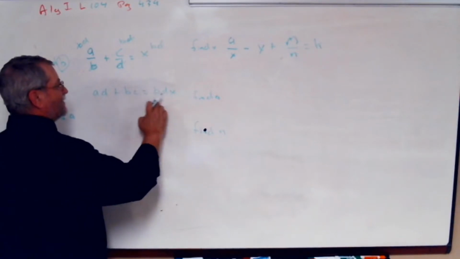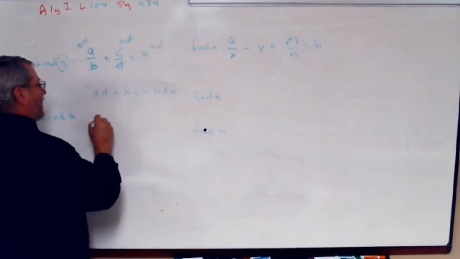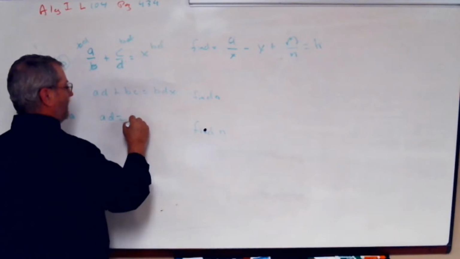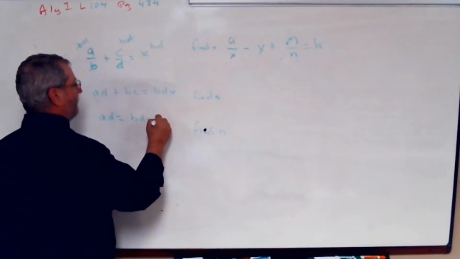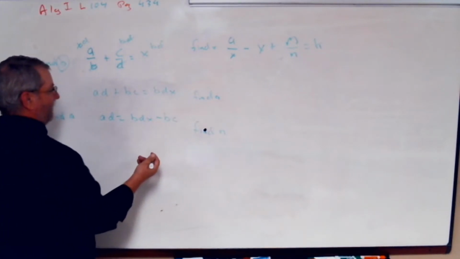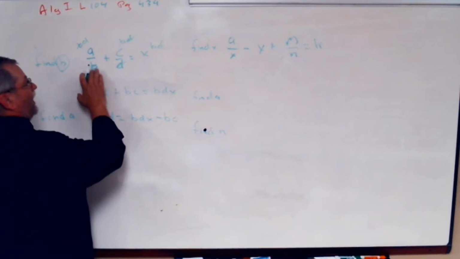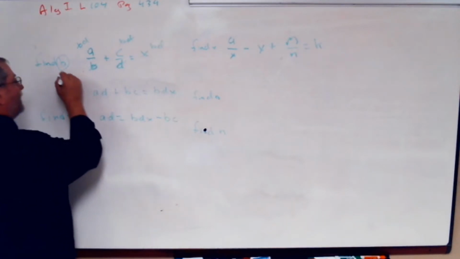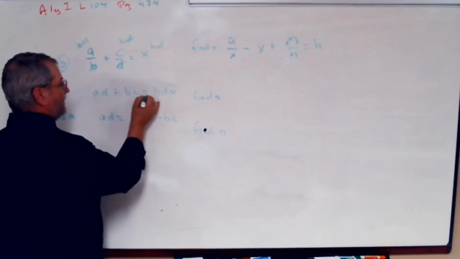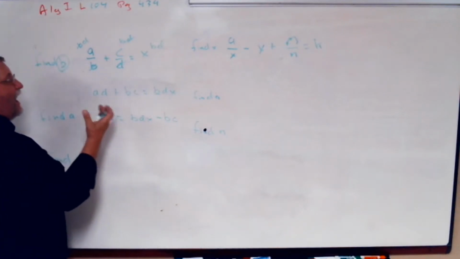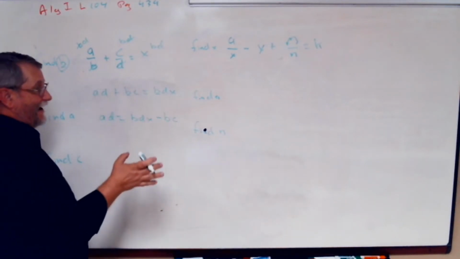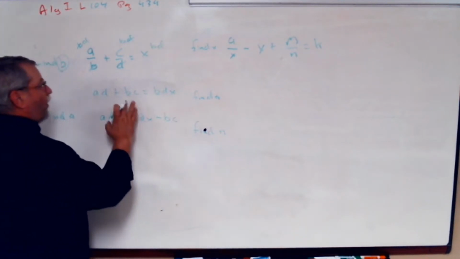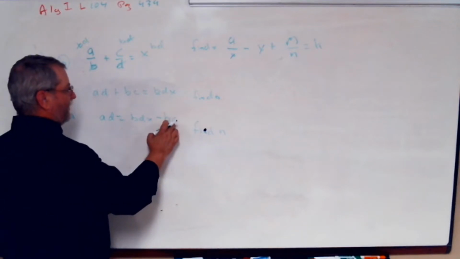So we're going to take this over here, okay? So we have AD equals. This didn't change. BDX minus BC. Y'all see that? Okay, first of all, I multiplied everything by BD, and I got this, this, and this. Now, I'm looking for B. There's a B, there's a B, all right? I got to get all my B on one side. Okay, so what I did is I subtracted this over here.